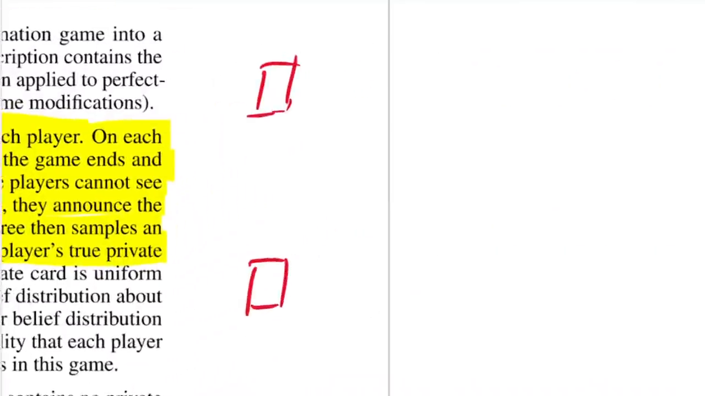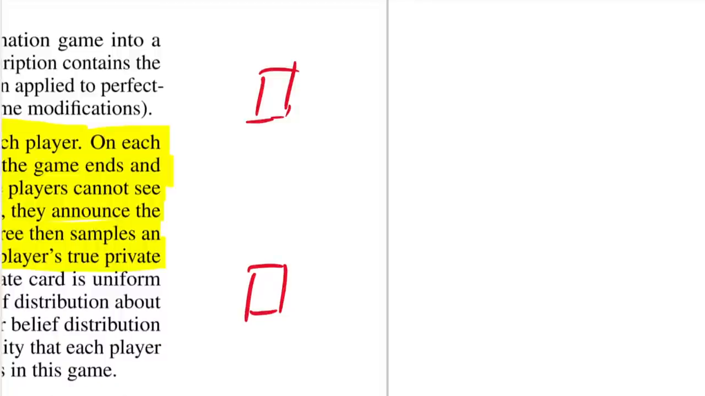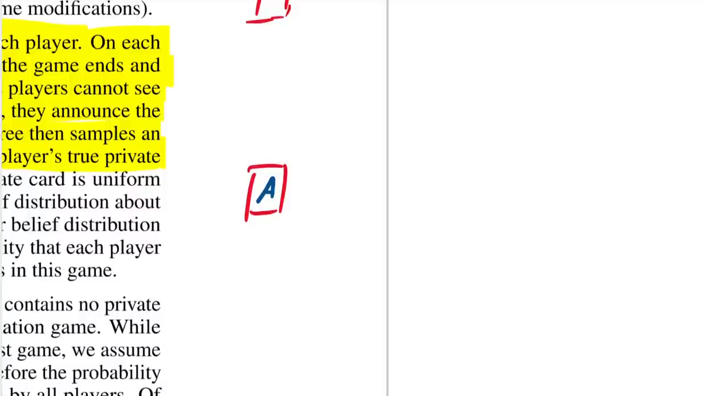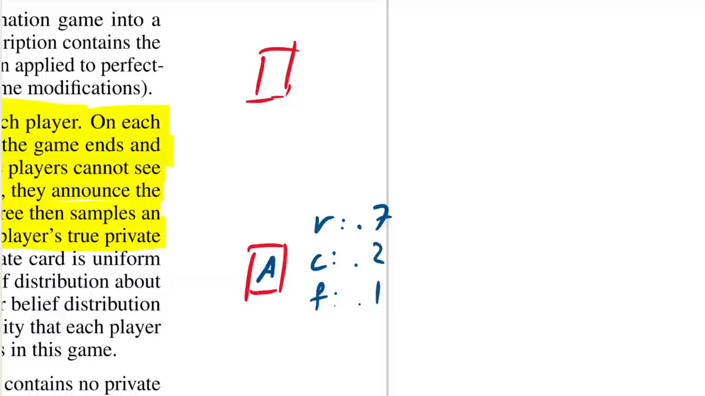This is weird. Usually you'd look at your card, like I have an ace, and then you come up with a strategy, a policy. You're going to say, ace is pretty good, so I'm going to raise with probability 0.7, I'm going to call with probability 0.2, and I'm going to fold with probability 0.1. This would be an appropriate policy, let's say, for getting an ace at the beginning. Maybe this goes back and forth a bit, and you might change because you might change your belief. You don't know what your opponent has.